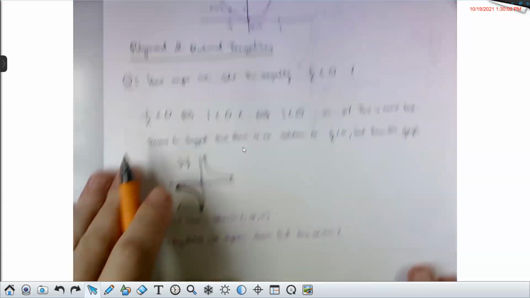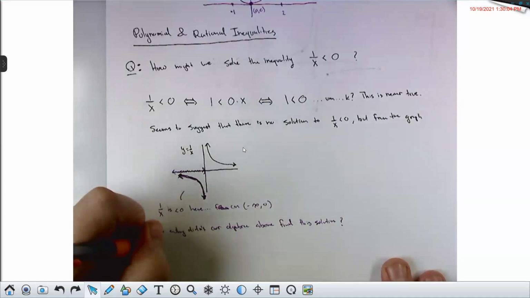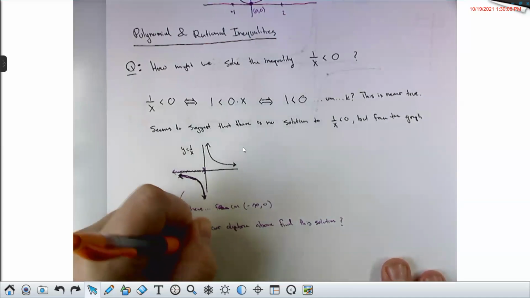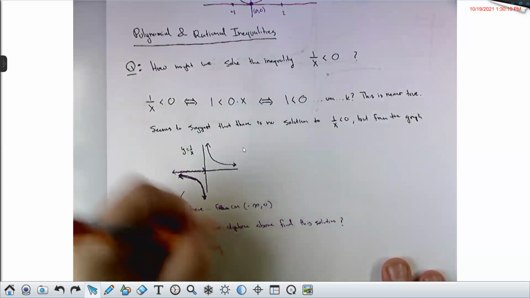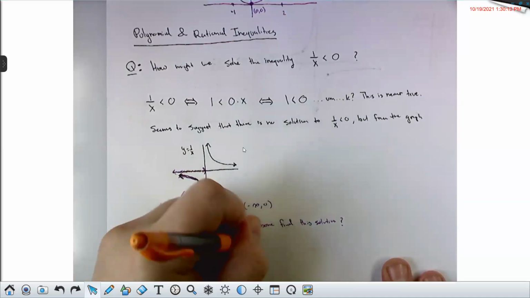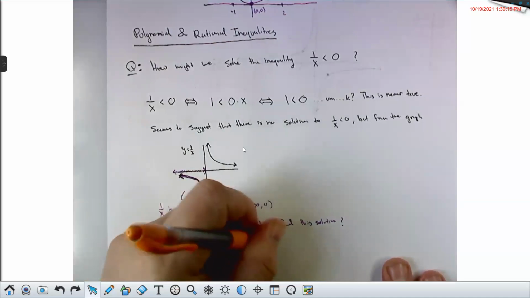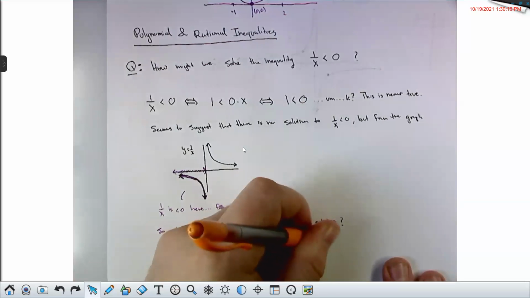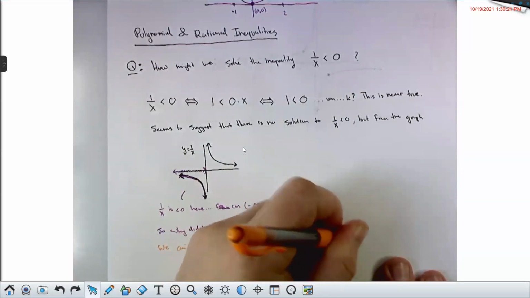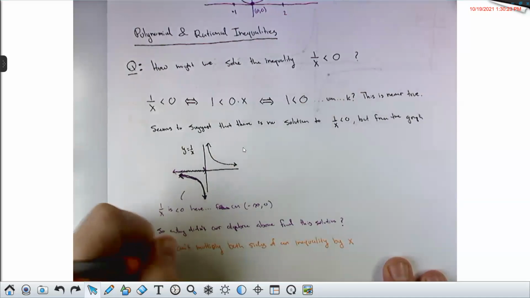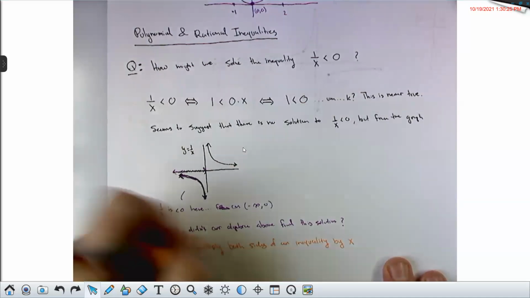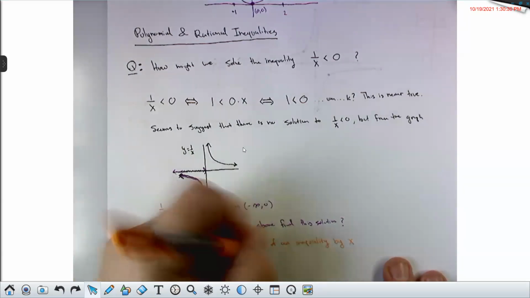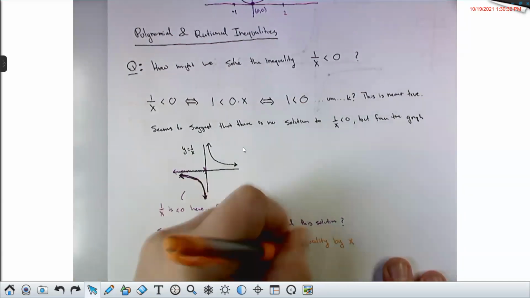So the answer to this question down here is that we can't multiply both sides of an inequality by x and expect the solution set to stay the same.